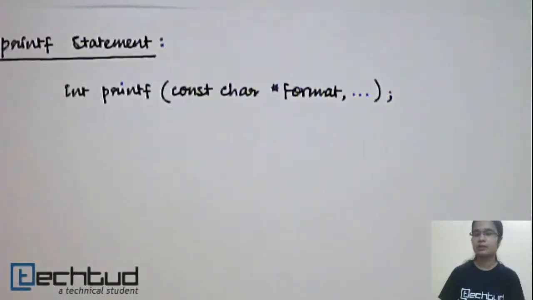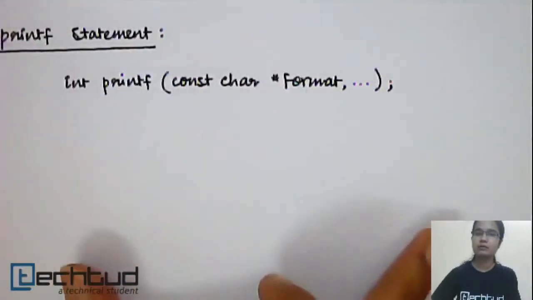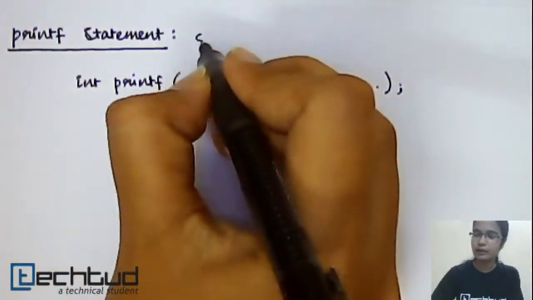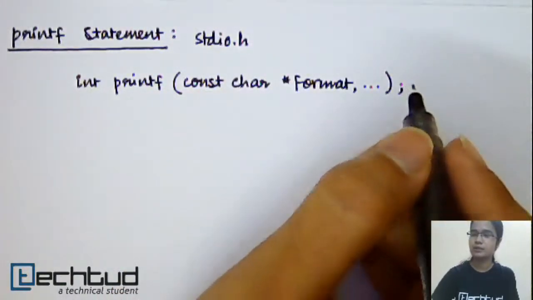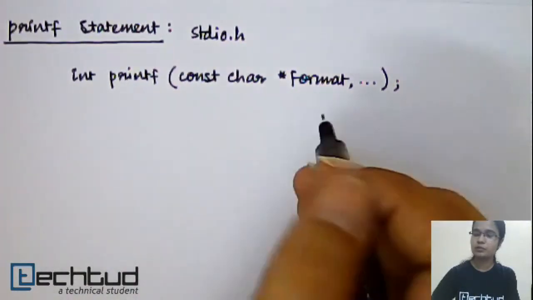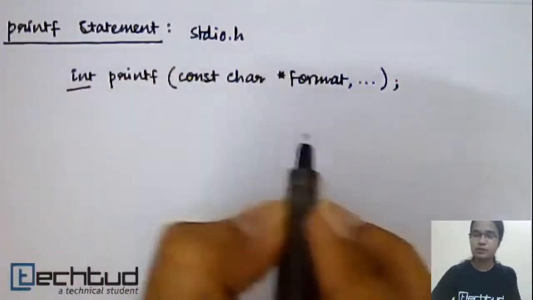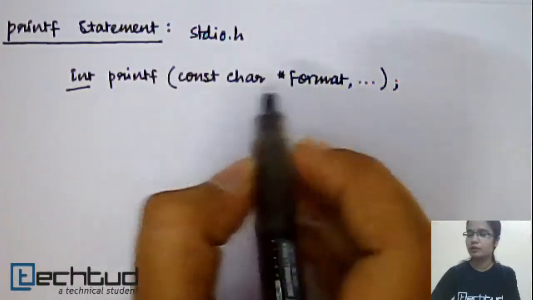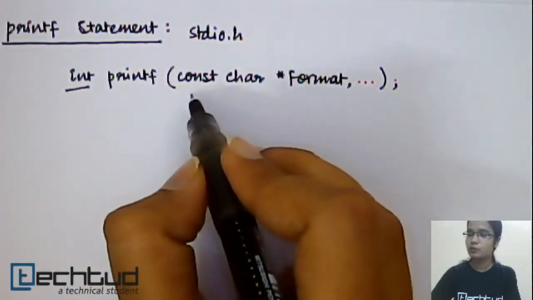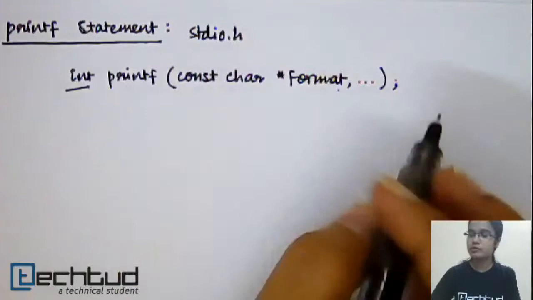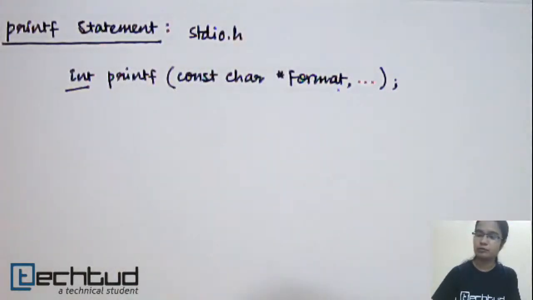printf is a function which is part of the header file standard input output, stdio.h. The prototype of this function which is written in this header file is as follows. The return type of the printf function is int. The name is printf, which stands for print formatted, and after that there is a format string which is a constant string, and then a variable number of arguments you can give.